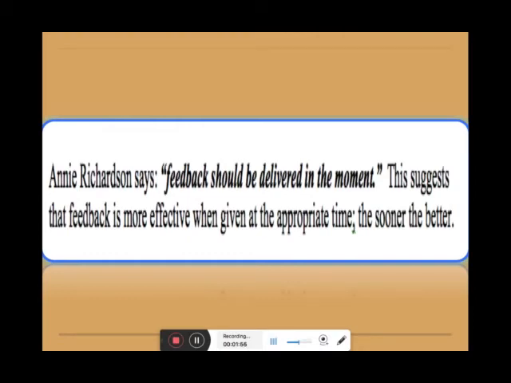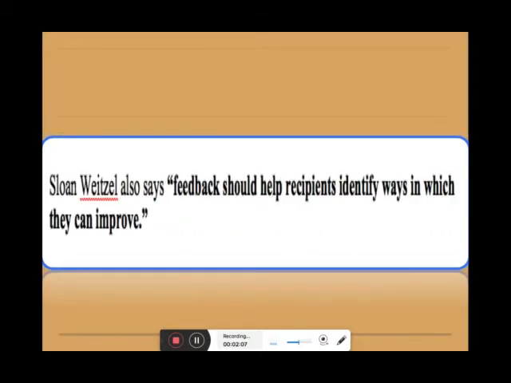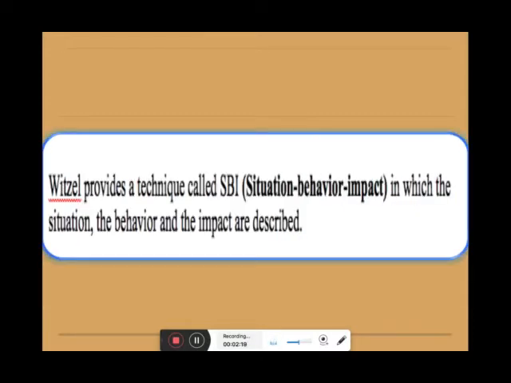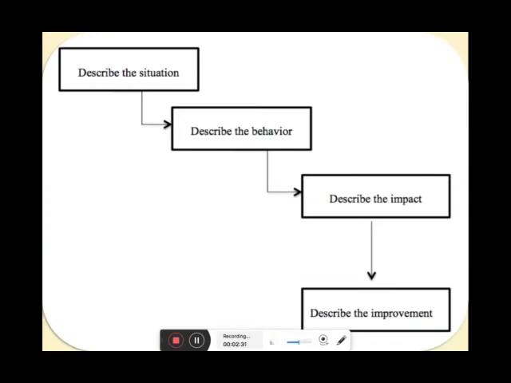Annie Richardson says, feedback should be delivered in the moment. This suggests that feedback is more effective when given at the appropriate time. The sooner, the better. Sloan Whistle also says, feedback should help recipients identify ways in which they can improve. Whistle provides a technique called SBI, Situation, Behavior, Impact, in which the situation, the behavior, and the impact are described. Describe the situation, describe the behavior, describe the impact, and then describe the improvement.